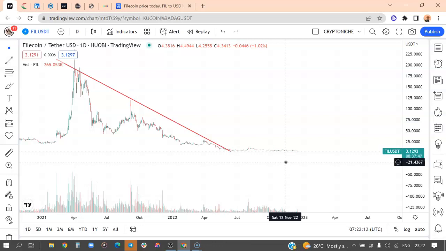So is Filecoin going to pump soon? That's really a big question. I know. That's really a big question.